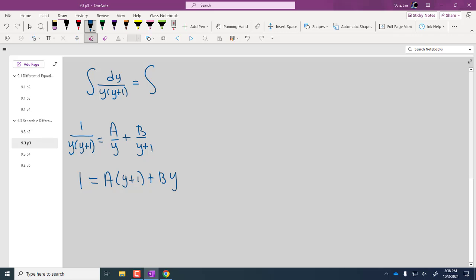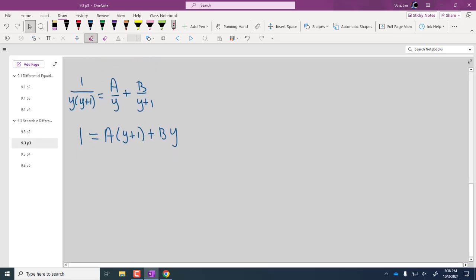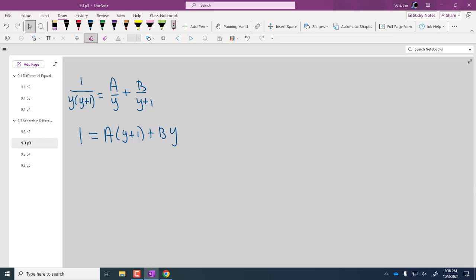Because this is already factored and they're both linear, whenever we do a PFD, the denominator has to be factored into linears and irreducible quadratics. These are both linear, so you put a constant on top. So these are going to be the partial fractions. And because these are linear, we can use convenient values, or we could use the traditional method, it doesn't matter. The convenient values are y equals 0 and y equals -1.